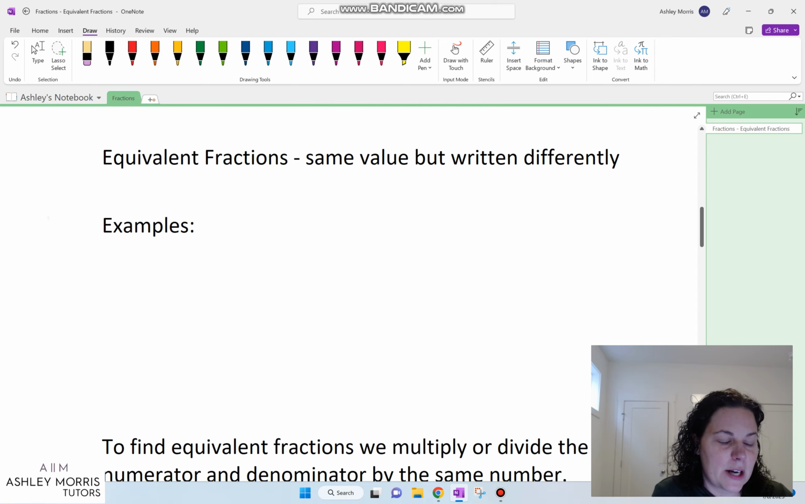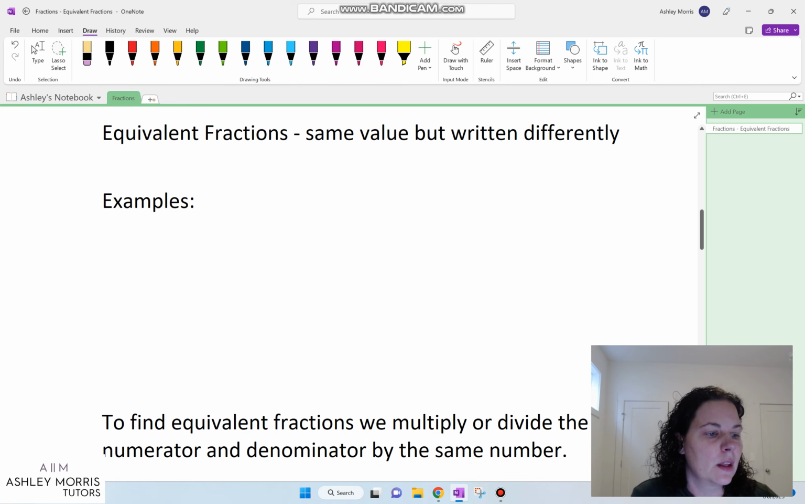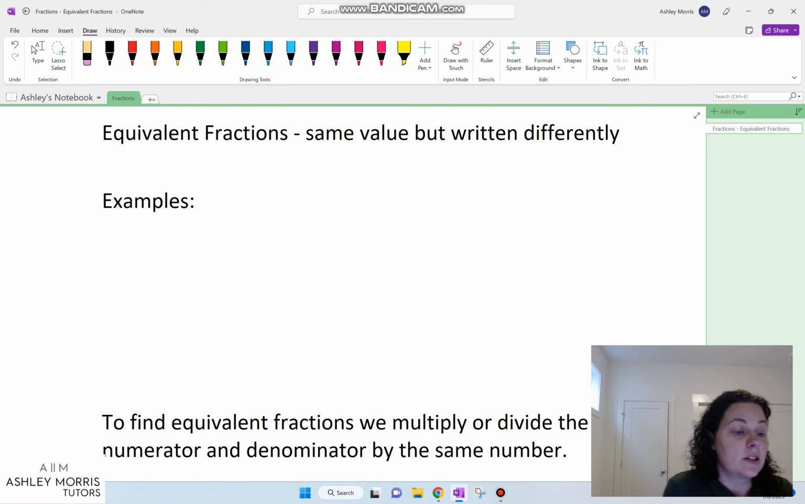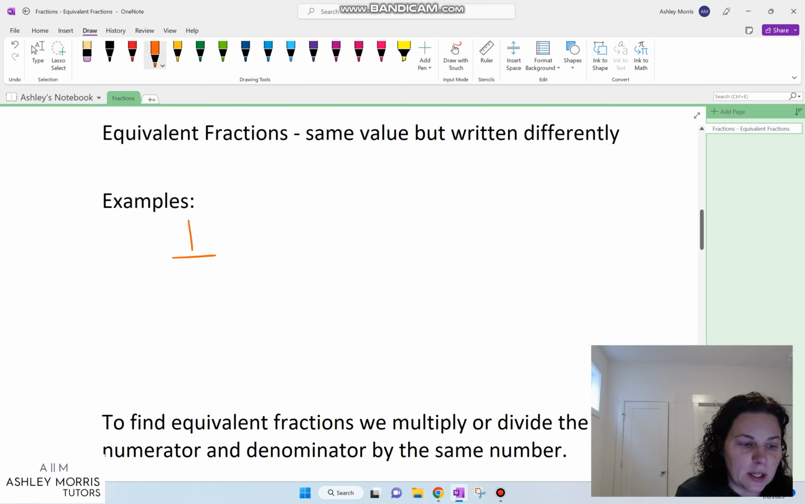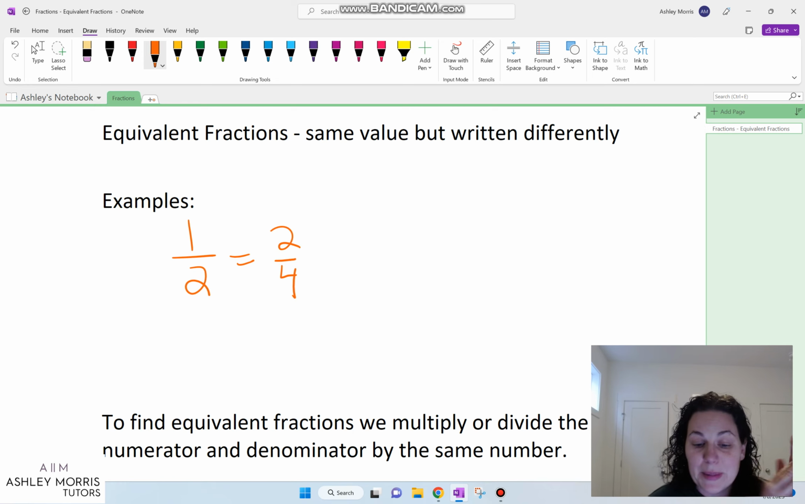So let's get into what we're actually trying to do today. Equivalent fractions. These have the same value but are going to be written differently. So an example, we already found one. 1/2 and 2/4. If we looked at our pizza pie or our Snickers bar, we shaded the same amount of the bar. We just used different division, like we cut it up into different pieces, but we had the same amount of the bar shaded.